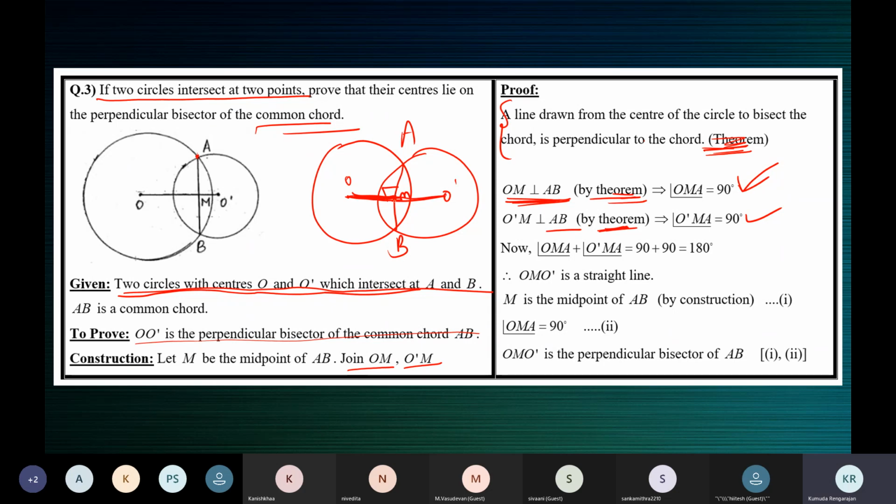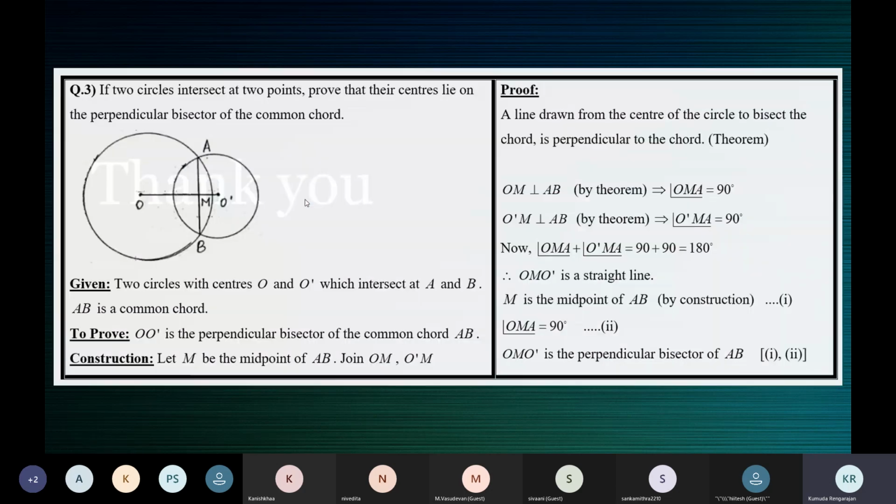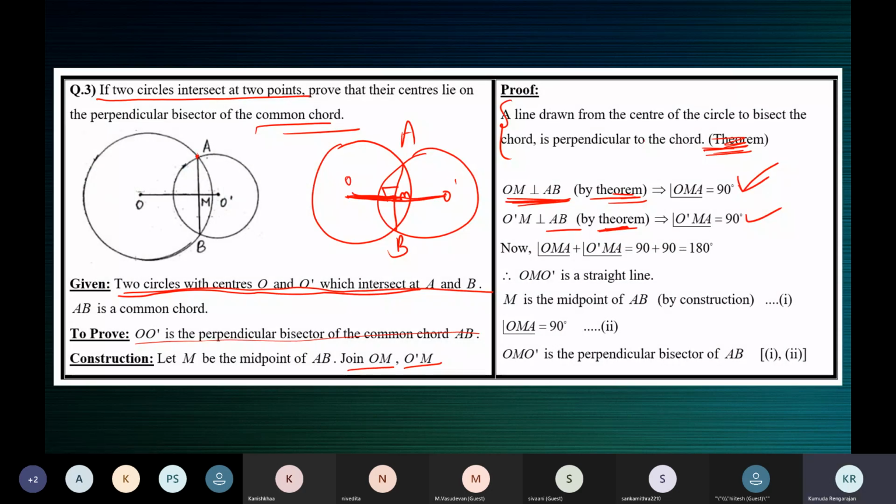Because O dash M is a line segment from the center, line or line segment, children, you can use it interchangeably. O dash M is a line drawn from the center to bisect the chord, so it's perpendicular to the chord. So O dash MA is equal to 90 degrees. When you add both OMA and O dash MA, you get OMO dash, because OMA plus O dash MA is equal to OMO dash.